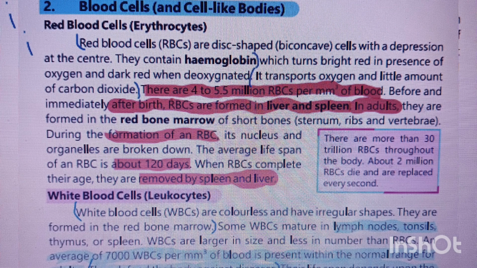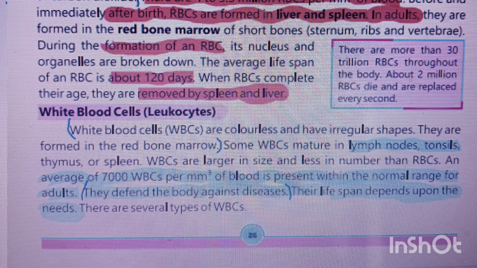Yes, students, on page number 26, you can see the types of blood cells: red blood cells, white blood cells, and platelets. For this short answer, you only need to write as much as I have marked with the red brackets. From here to here, you will write its function. Similarly, you will define white blood cells a little bit up to here, and then you will write their function. Likewise, you will define platelets a little bit, and next you will write their function, and your question will be complete.